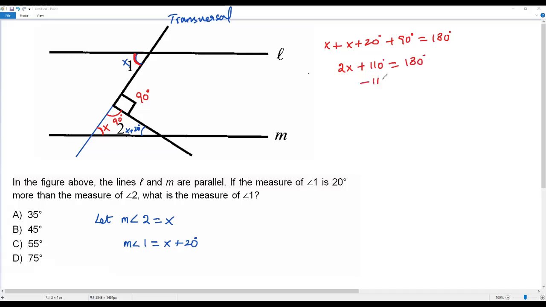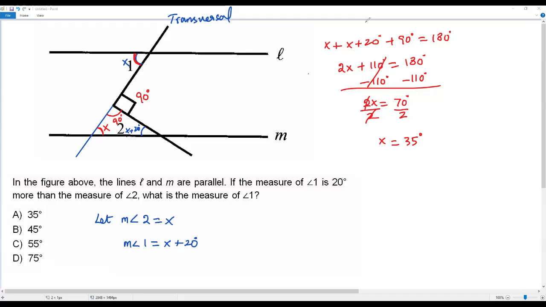Now we can subtract 110 degrees from both sides. When I do so, this plus 110 and minus 110 will cancel. I'm getting 2x equals 70 degrees. Then I divide both sides by 2. This 2 will cancel out. Then x equals, when I divide 70 by 2, I'm getting 35 degrees.